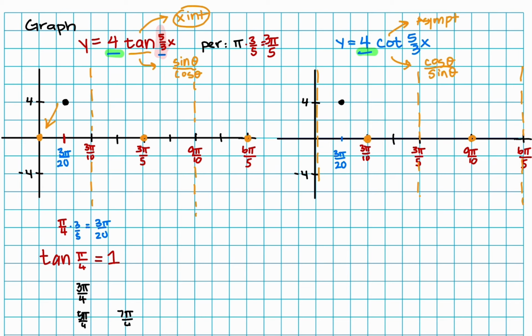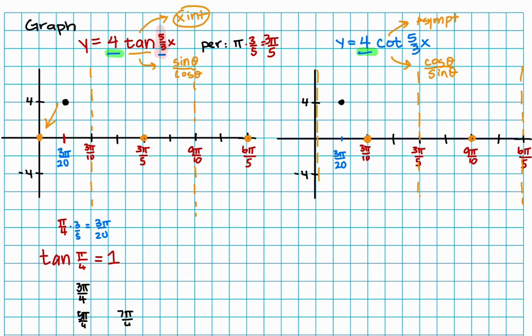Those are places located between every asymptote and its x-intercept. So in the halfway between the asymptote and the x-intercept, you're always going to have your halfway points. Now, I don't need you guys to identify all of them, but I would like you to identify that first one, the 3 pi over 20 in this case for both of these. All right, so now I have my halfway point.